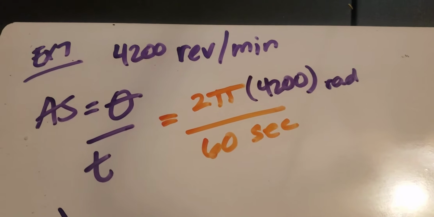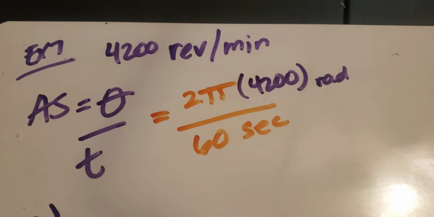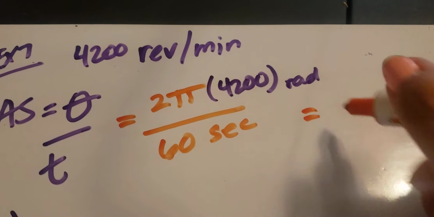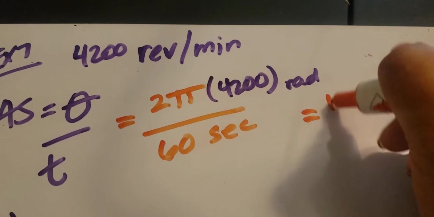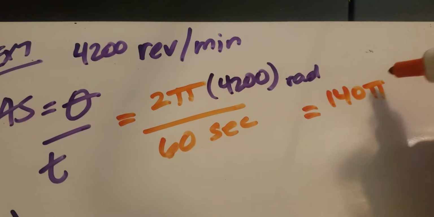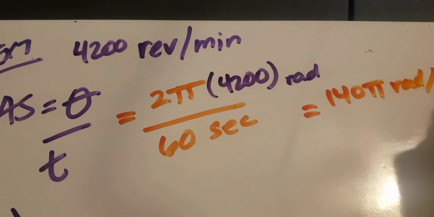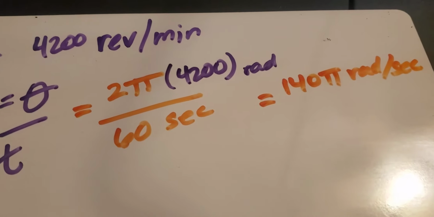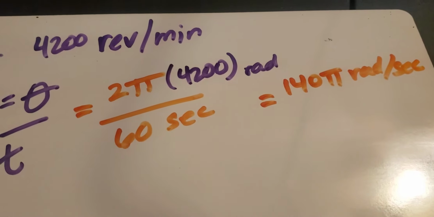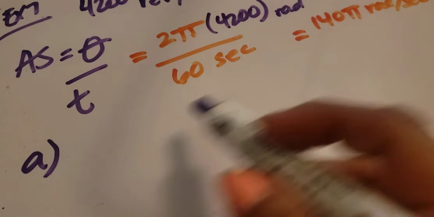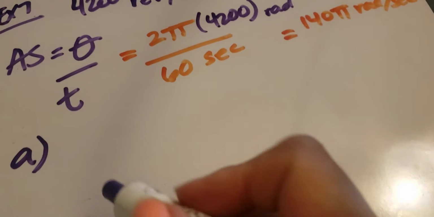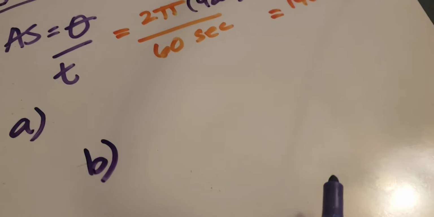And now to get the angular speed, all we're going to do is simplify this, okay? And if you simplify this, you should end up with 140 pi, and it's rad per second, okay? And you can leave the pi in there for angular speed, and that's fine, okay? All right, guys, and now we're going to move on, and that was the answer for part A, okay? So now we're going to move on to part B.